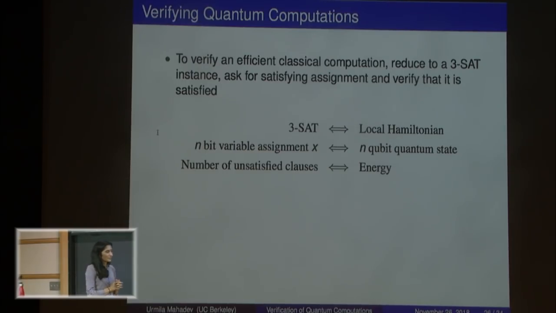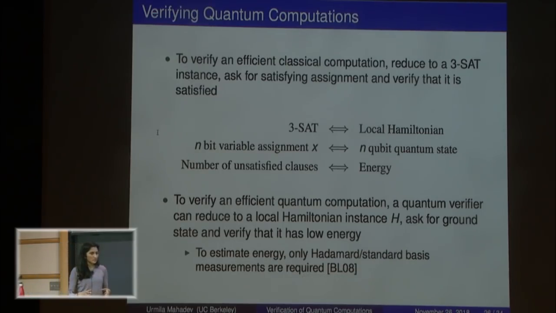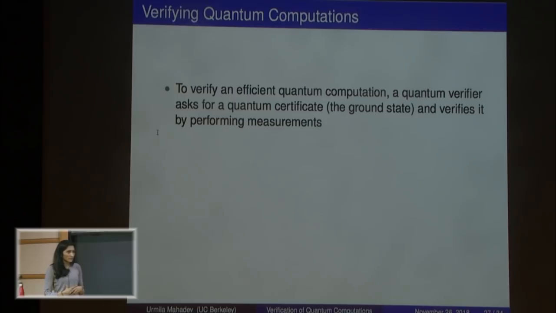Okay, so this is the analogy, and now we can use it to show how a quantum verifier can verify a quantum computation. What the quantum verifier does is reduce to a local Hamiltonian instance H, and then ask for the ground state, which is the same thing as a satisfying assignment. Then he verifies that the ground state has low enough energy with respect to the Hamiltonian. This is why the verifier needs to be quantum, because he needs to verify that the state has low energy. To do this, all he has to do is perform Hadamard or standard basis measurements. So the quantum verifier just asks for a quantum certificate, which is meant to be the ground state, and then verifies that it's the ground state by performing Hadamard or standard basis measurements on this quantum certificate.